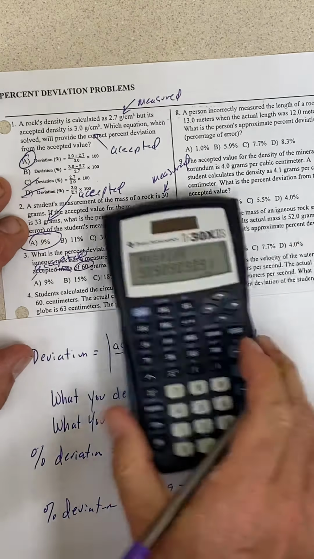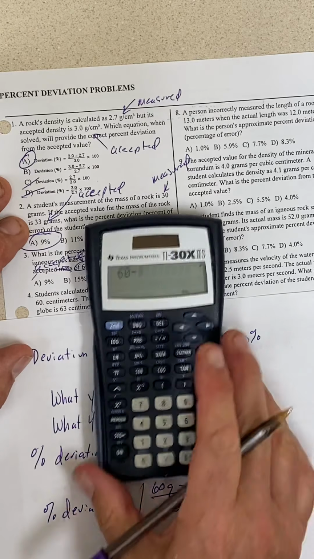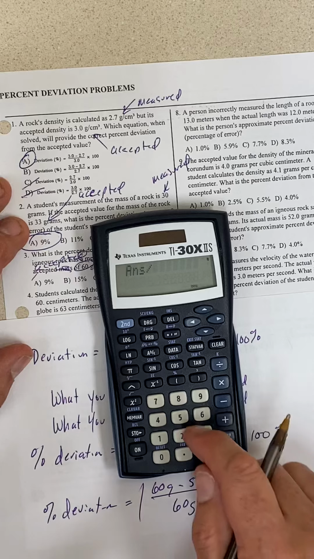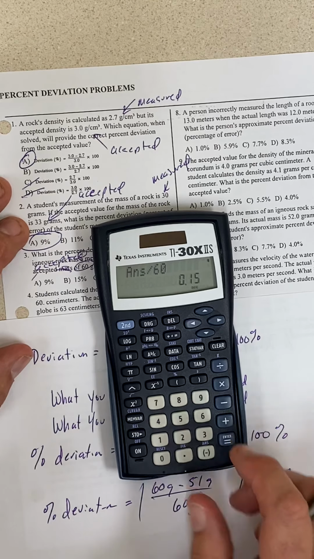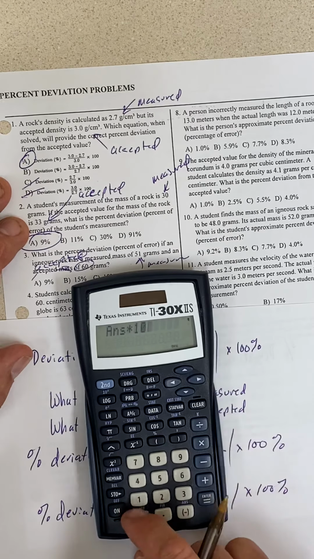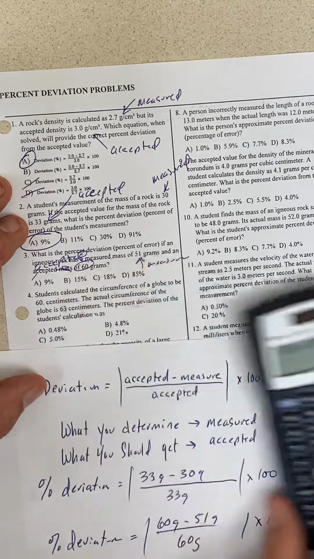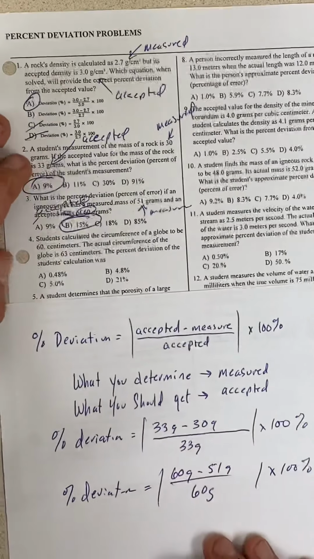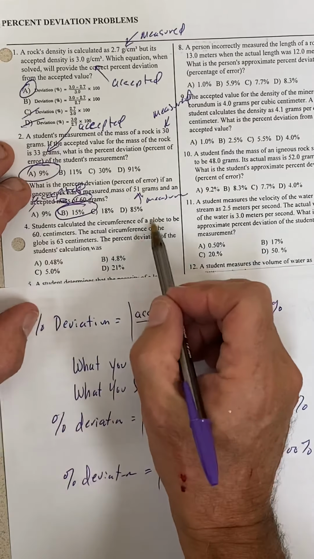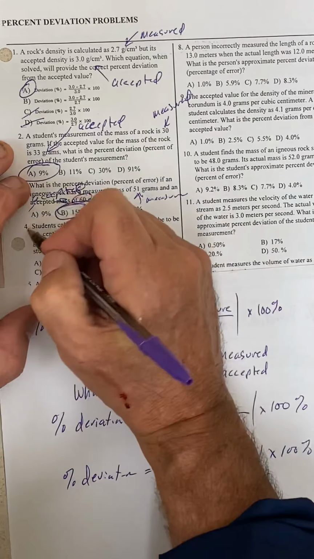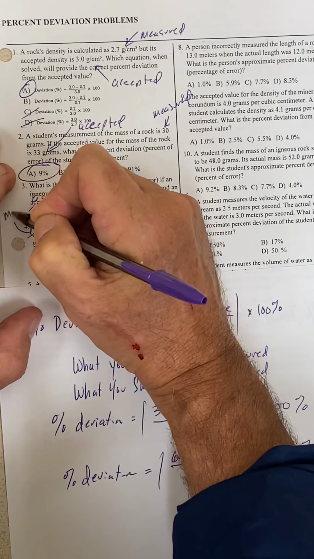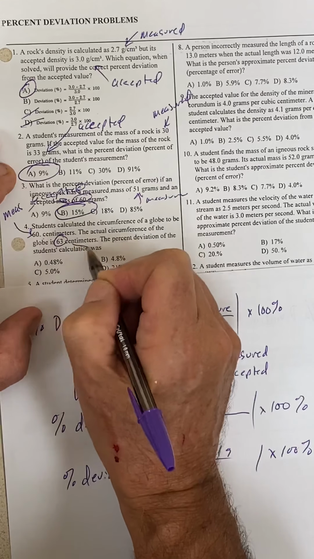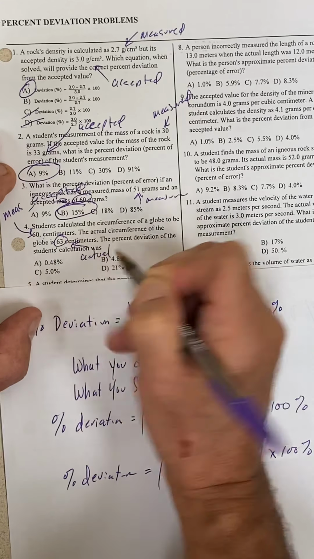Let's see what we get. 60 minus 51 gives me 9, divided by 60 gives me 0.15, times 100 gives me 15%. Answer B. Let's try one more. Students calculate the circumference of a globe to be 60 centimeters. That's what they calculated, that's our measured amount. The actual circumference is 63, so that's the accepted amount.